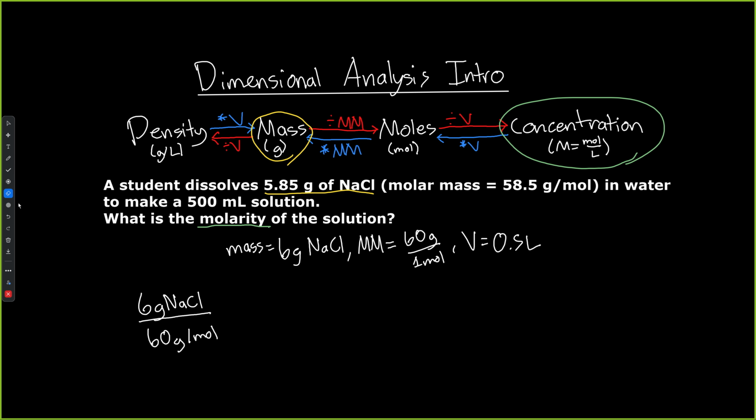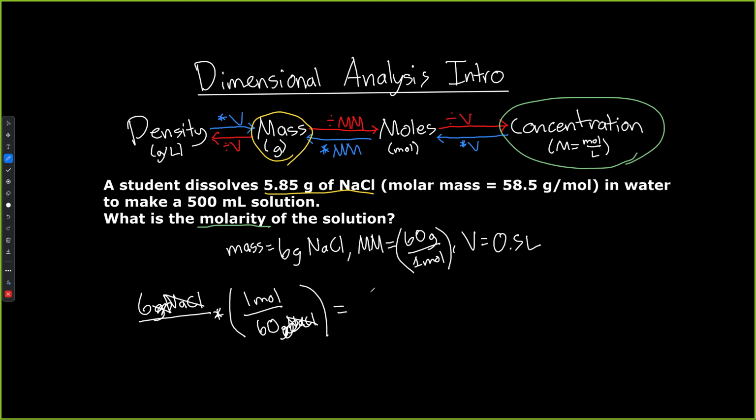Like I said, another way that you can do this, if you're really thinking about canceling units, is basically you're just going to multiply everything, but you need to orient this relationship right here so that we're canceling out grams. So 1 mole is 60 grams of NaCl. So notice that whenever we multiply these two things together, we're going to cancel out the grams of NaCl and be left with moles of NaCl.